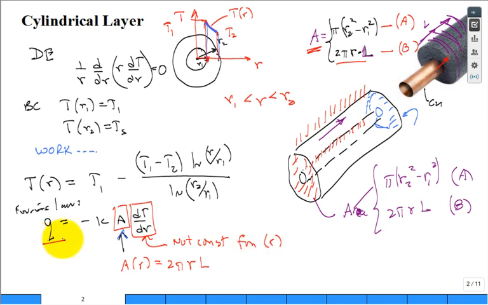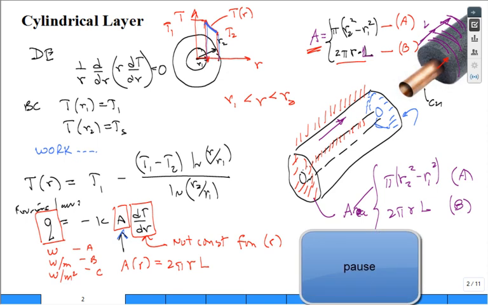But what about this Q? What exactly was Q? Oh, let me ask this clicker question. Are the units watts, watts per meter, or watts per meter squared? Answer A, B, or C. What are the SI units of Q for this problem? All it is is Fourier's law.